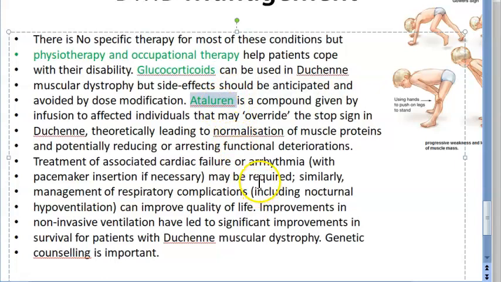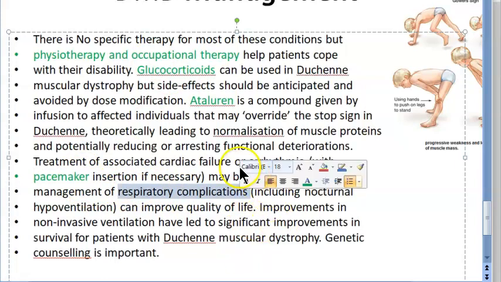There is something called ataluren, a compound. So it can potentially reduce or arrest functional deterioration. Will this really work? Theoretically, it will lead to this. Okay. And whenever there is some cardiac failure or arrhythmia, only those things which are failing they are trying to fix. So it's symptomatic treatment kind of a thing. So they are giving a pacemaker if necessary to these people.